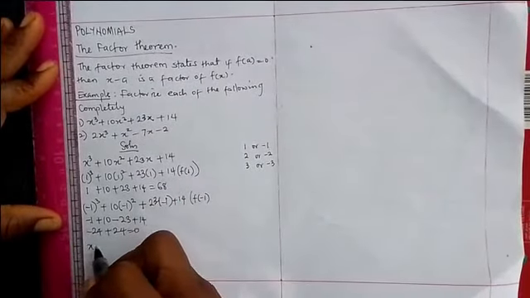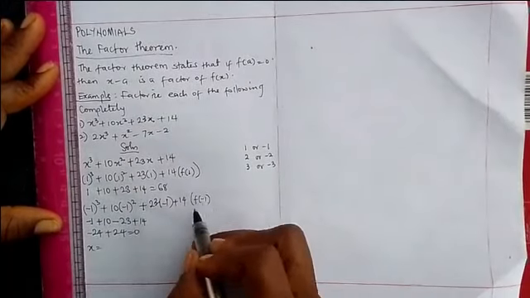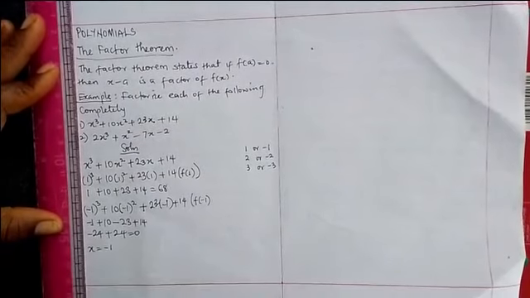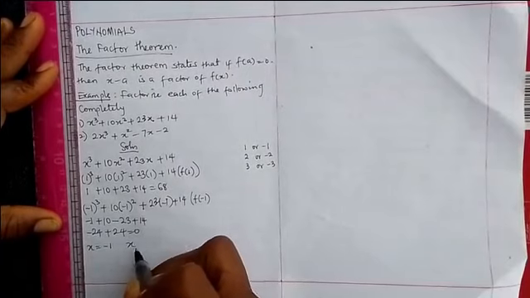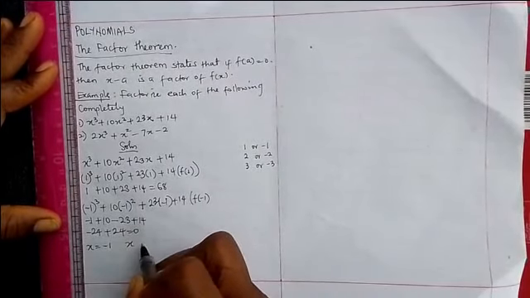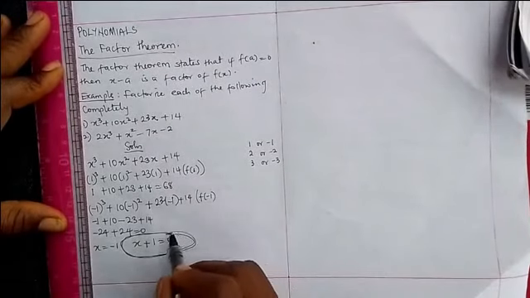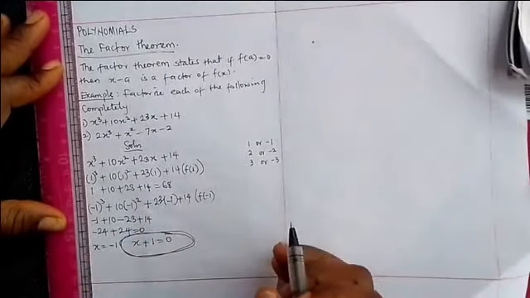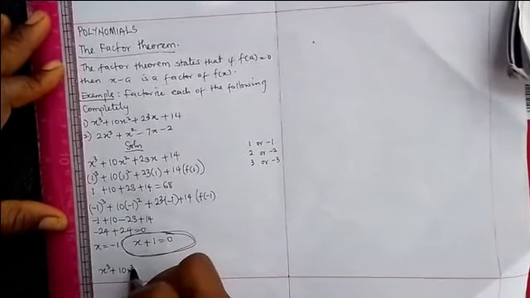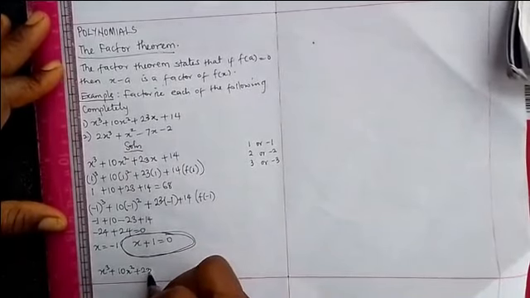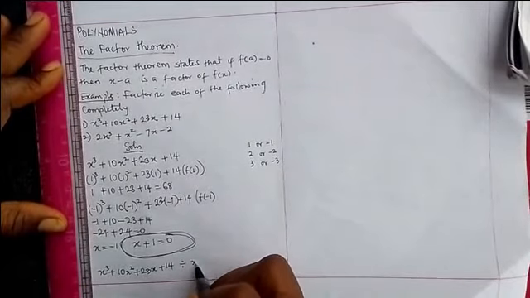It means that x is equal to, what did we replace it with here? Minus 1. So if we want to find the factor, we say x, take minus 1 over there, to become plus 1, is equal to 0. We are going to use this to divide the polynomial. So we say x to the power of 3 plus 10x squared plus 23x plus 14 divided by x plus 1.